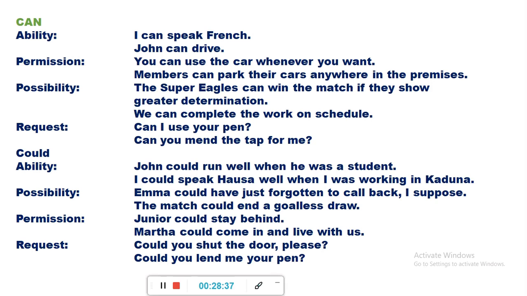Could, that's a possibility. Now, permission. Junior could stay behind. You are giving Junior permission. Maybe you are talking to a group of boys and you are saying everybody should go home, but Junior could stay behind. Martha could come in and live with us. That's permission. You can use could also to make a request. And in this case, you are being more polite in your request. Could you shut the door, please? Could you lend me your pen?